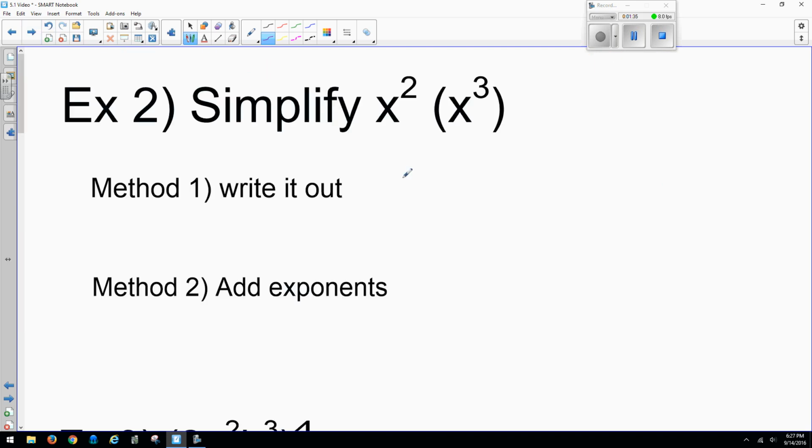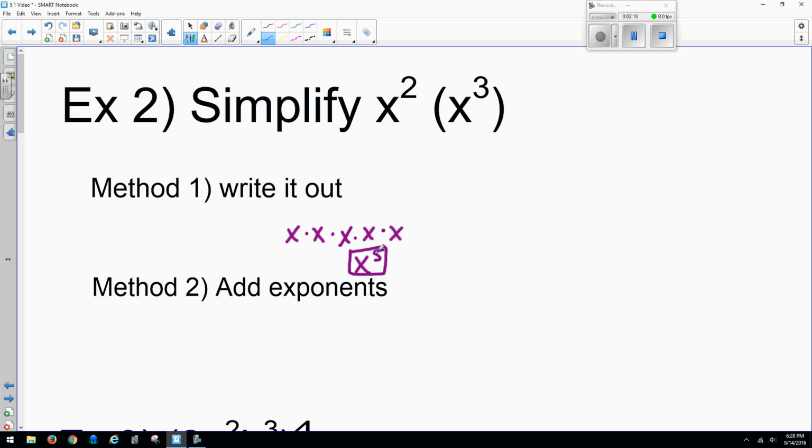So let me remind you how to simplify this. So I have x squared times x cubed. There's two different ways you can do it. One way is to write it out, and that just means write it all out using multiplication. So I'd have x times x for the x squared times, then there's 3 x's right here, x times x times x. So all together, this would be x to the 5th power because you have 5 x's total. That's one way of doing it.